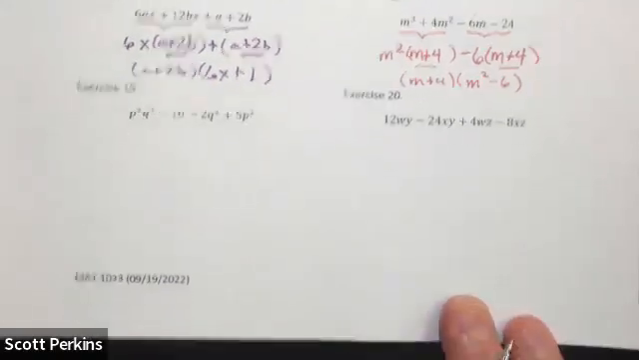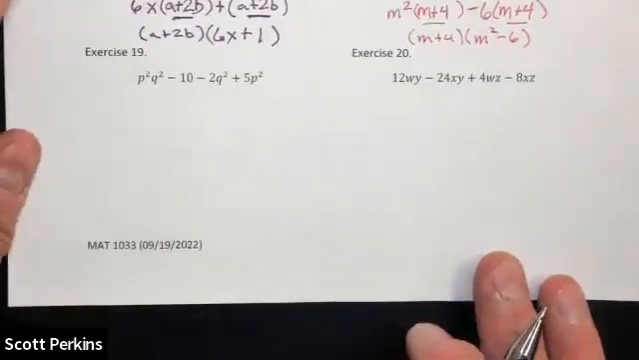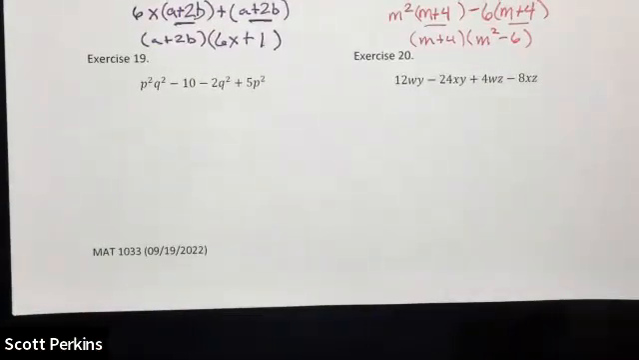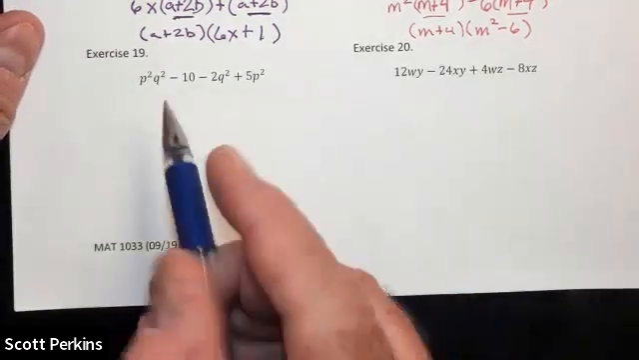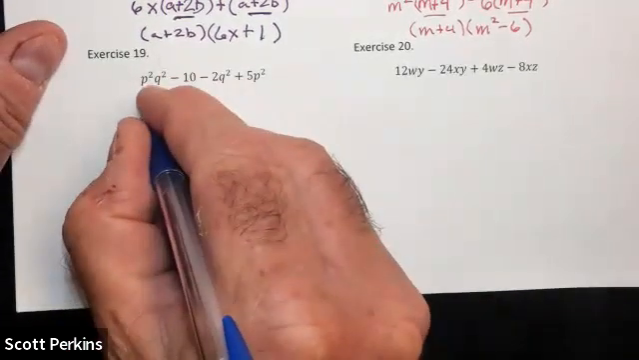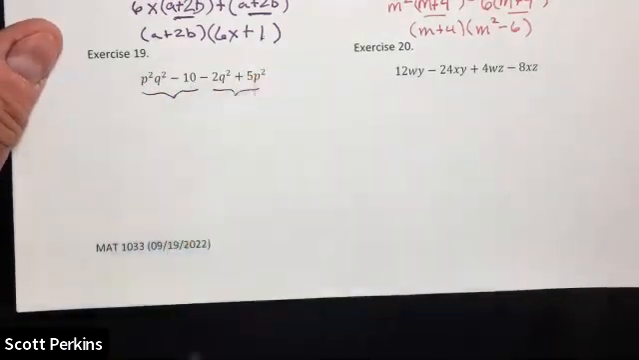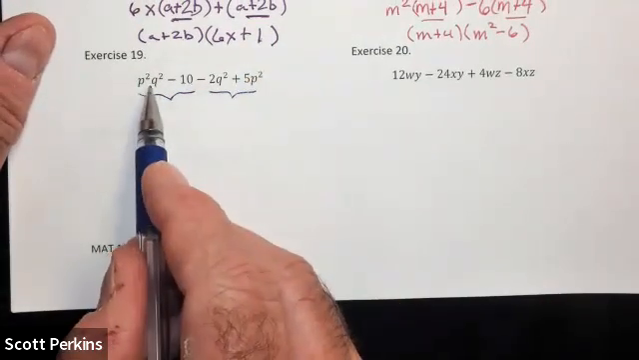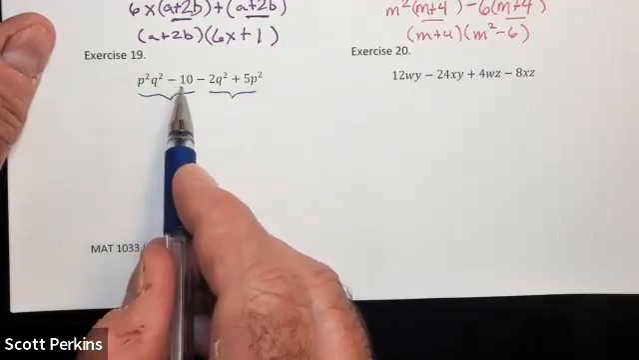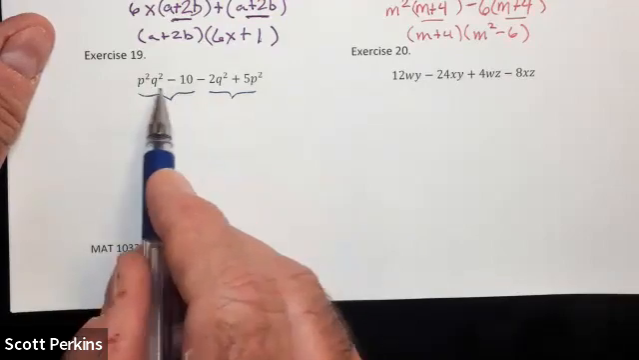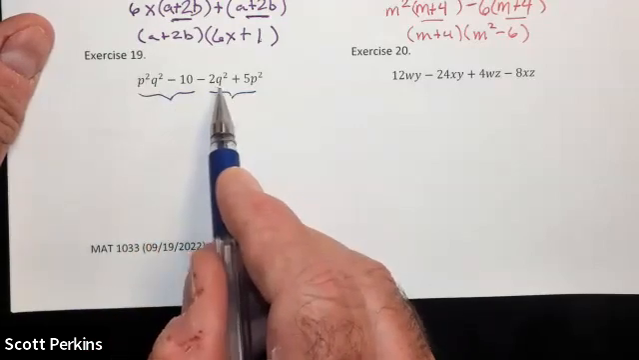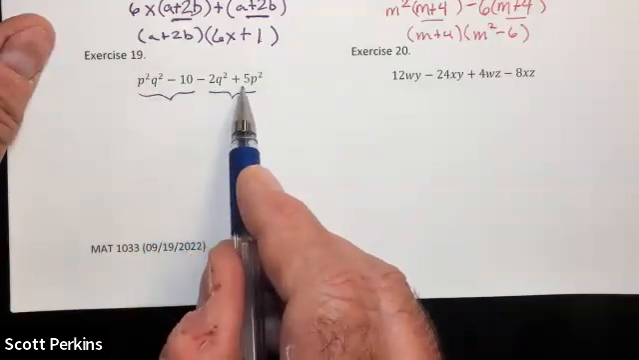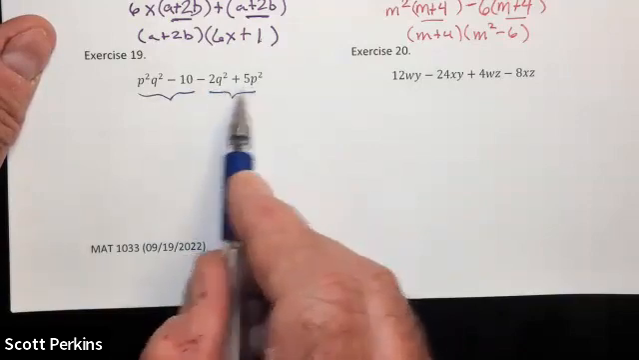All right, exercise 19. We're almost done. Great job. Lots of problems because I wanted to get in lots of practice because this is the only section we're doing today. Exercise 19. My purpose for exercise 19 is this. When I look at the first two terms and the last two terms, I've got p squared, q squared minus 10. Is there anything in common to those? No. The second pair of terms is negative 2q squared plus 5p squared. Is there anything in common to those?